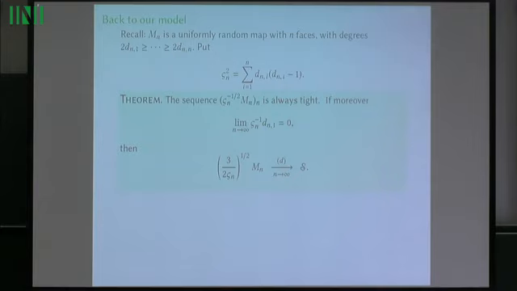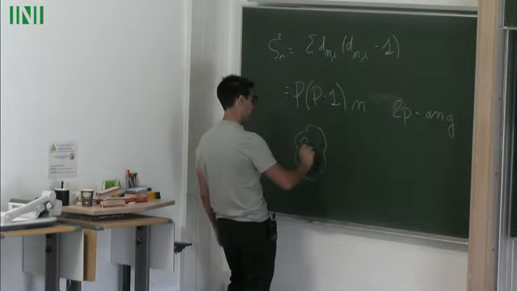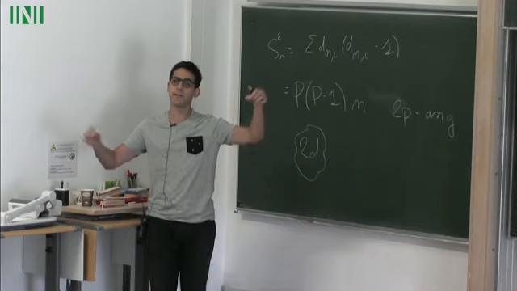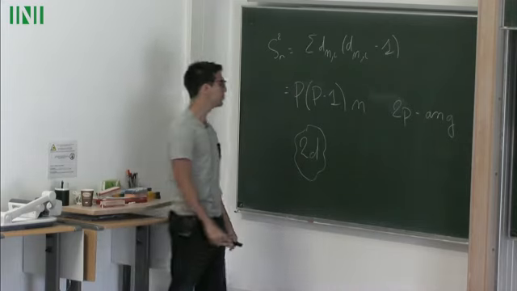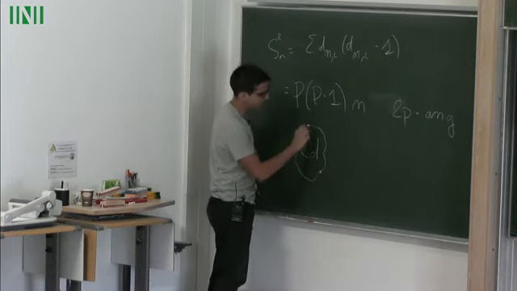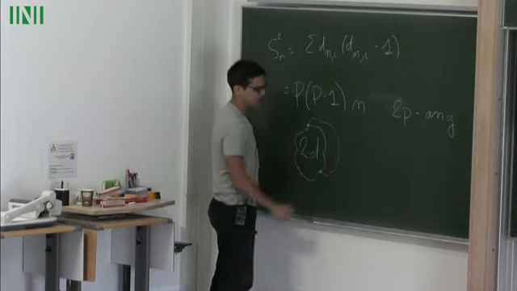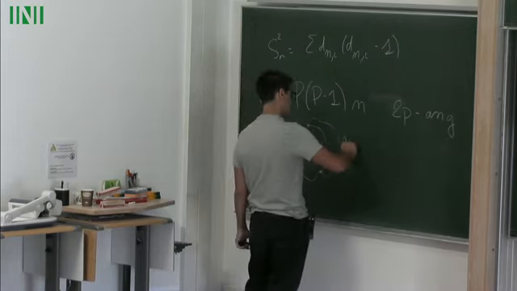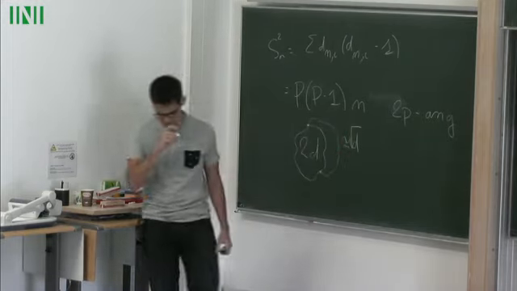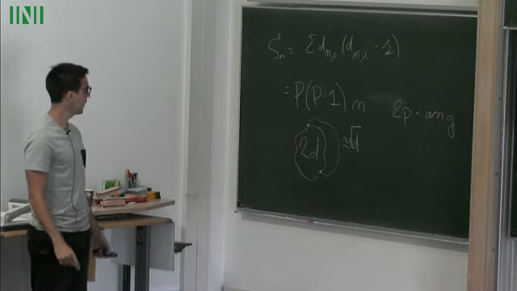So just a few words about this assumption. You see, the point is, if you take a face in your map, say it has degree 2d, and you look at the diameter of this face, so the greatest distance in the whole map between 2 points on that face, then typically this distance is of order square root d. I'll come back to that later.